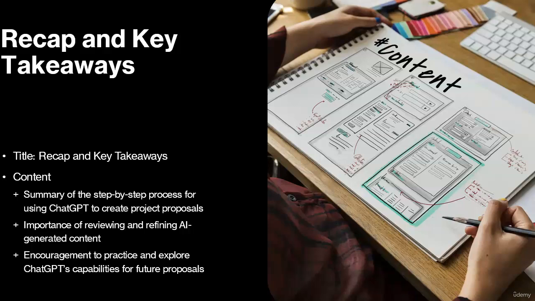Number 5, define success criteria and metrics. Number 6, finalize the proposal structure. And step 7, the final step, is review and refine the proposal. So remember, while ChatGPT is a powerful tool, your review and refinement are crucial to ensure the final document meets the highest standards.